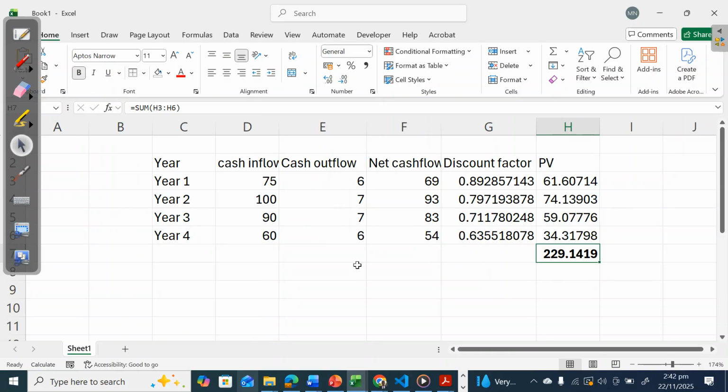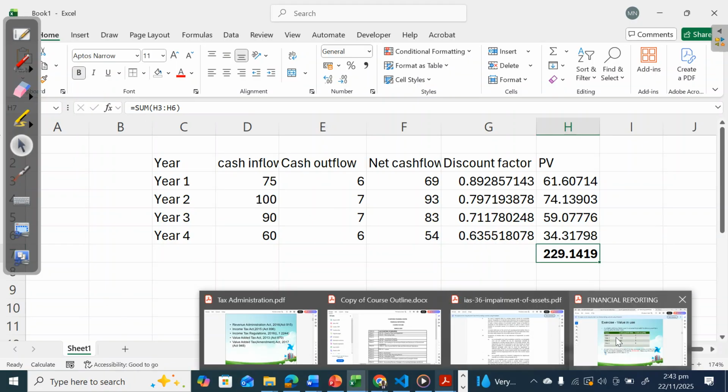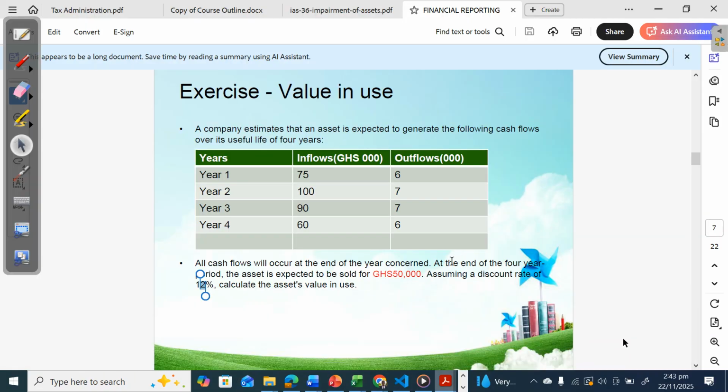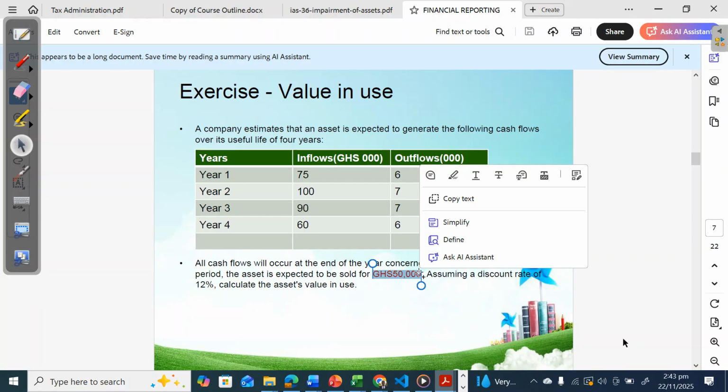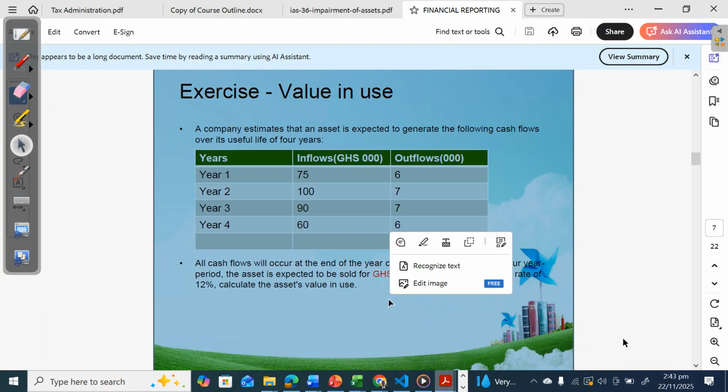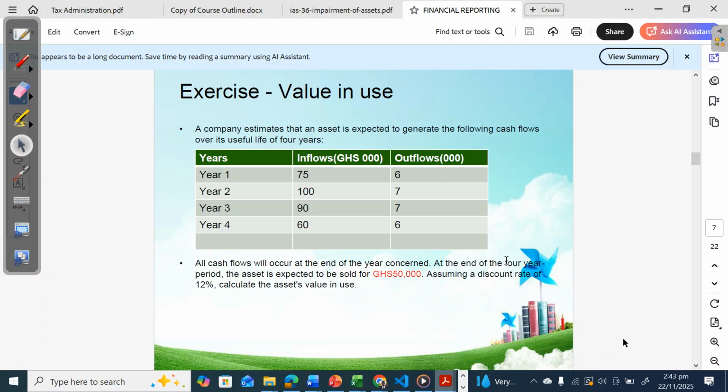All right, but there's something we missed here. It says that at the end of the 4 year period, the asset is expected to be sold for 50,000. So when we sell the asset, it will also give us some benefits, that we can sell it at the end of the 4 year period.